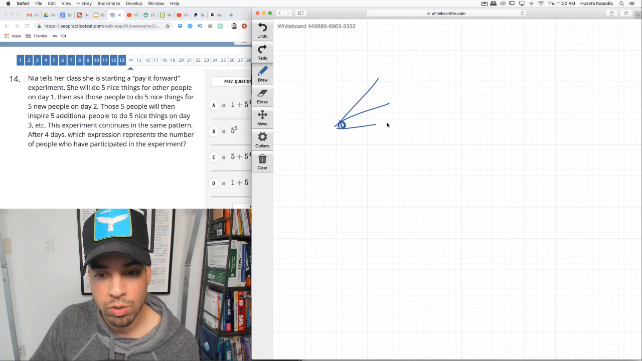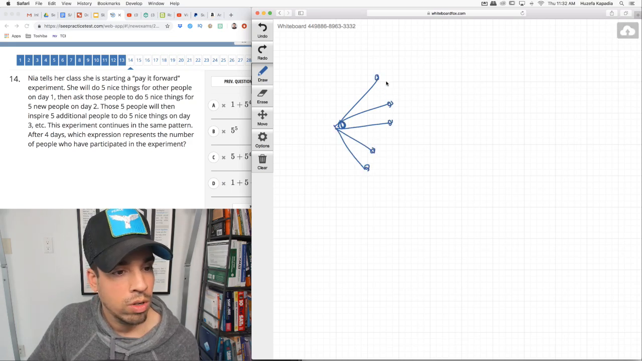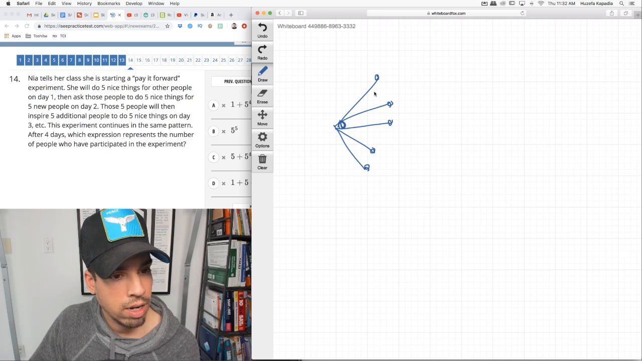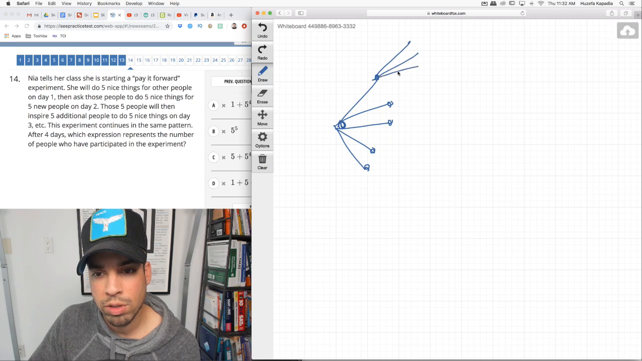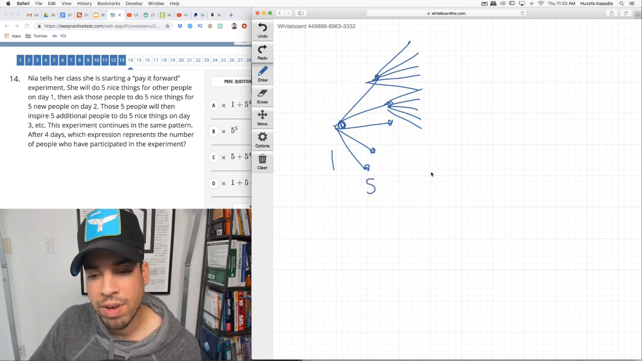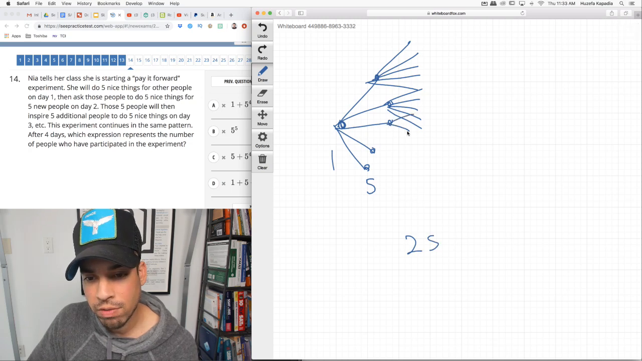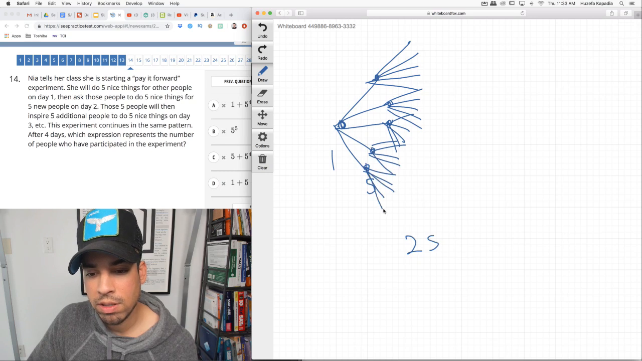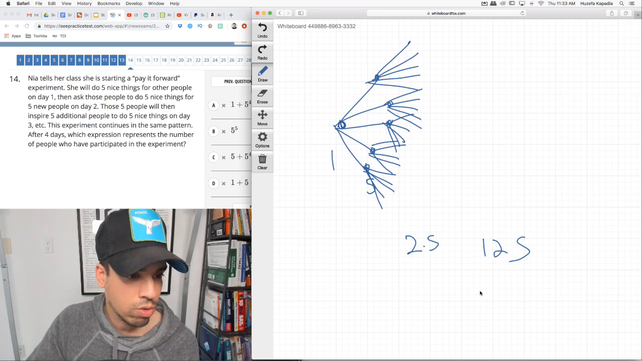So 1, 2, 3, 4, 5. And then on day 2, those 5 people do something for 5 new people each. 1, 2, 3, 4, 5. So you see that on day 1 she's helping 5 people. And then on day 2, those 5 people are helping 25 because each of them is helping 5. So 5 times 5, which is 25. Okay? And day 3, those people would each help 5 people, 125, and so on.